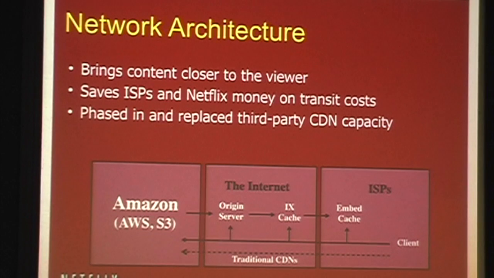So this is a brief overview of our network architecture. Our goal is to bring the content as close to viewer as possible. So we can give free caches to ISPs so that ISPs can save money on transit costs and also serve content from within our network. Alternatively, ISPs have an option of pairing with us at the internet exchanges, or we can serve the ISPs that are not yet members of the Open Connect initiative over transit. We're able to gradually phase in our system and replace the third-party CDN functionality. Over the past year and a half, I think we went from close to 100% vendor CDN to very close to 100% Open Connect.